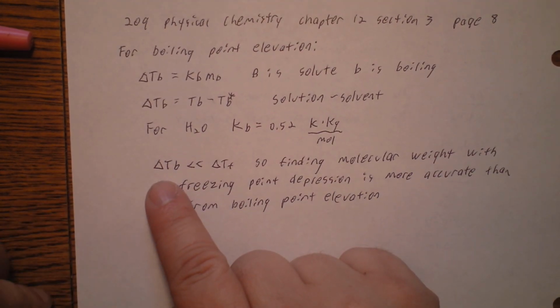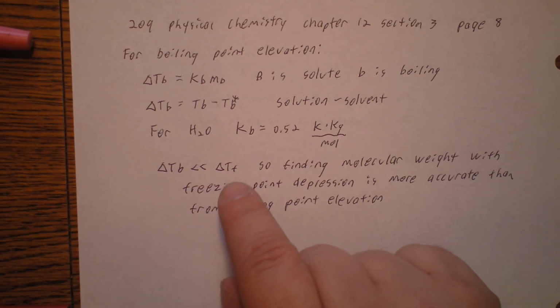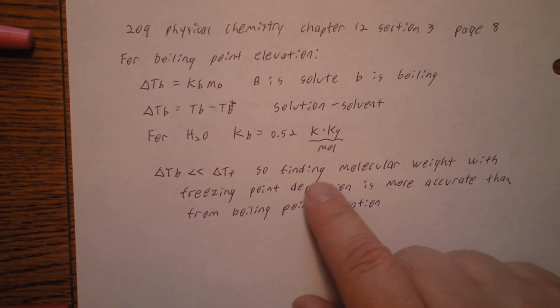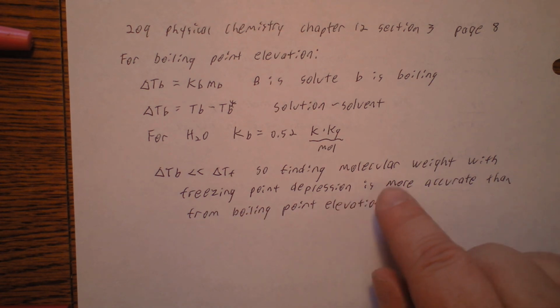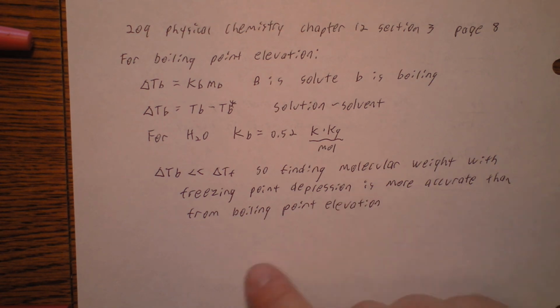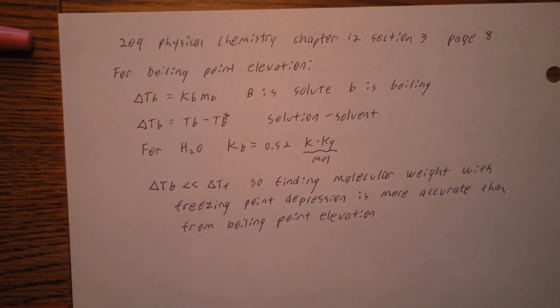Now the change in temperature of boiling is usually much less than the change in temperature of freezing. So if you want to find the molecular weight using freezing point depression, it's actually a lot more accurate than if you were to try to do the same thing with boiling point elevation. And that is the end of section 3 of chapter 12.